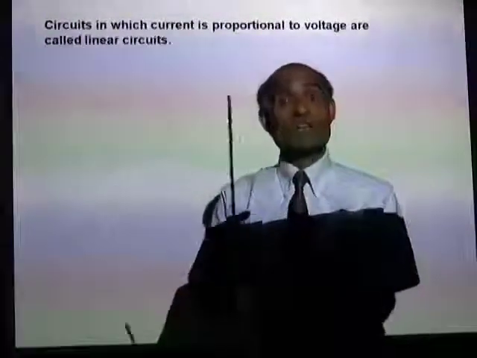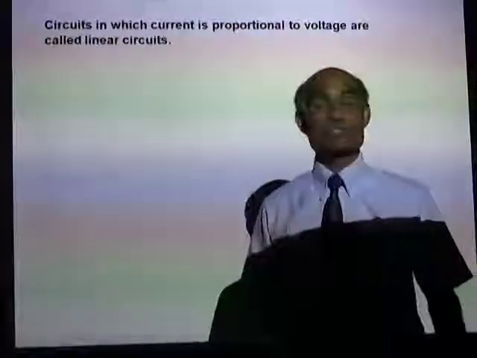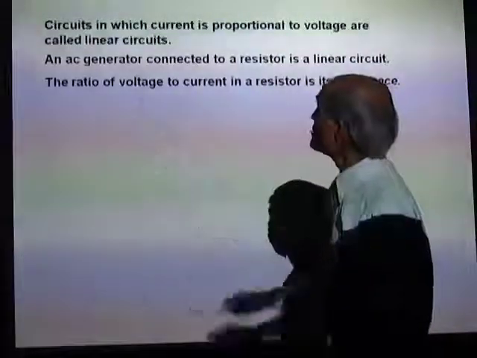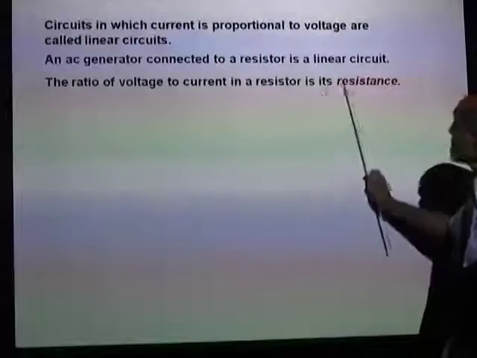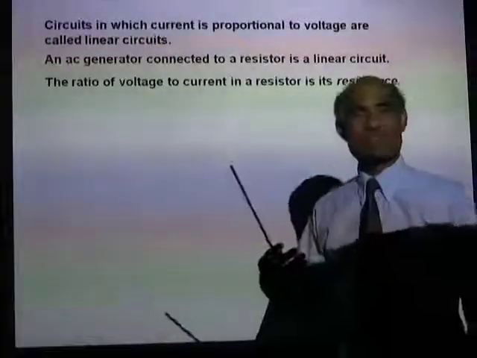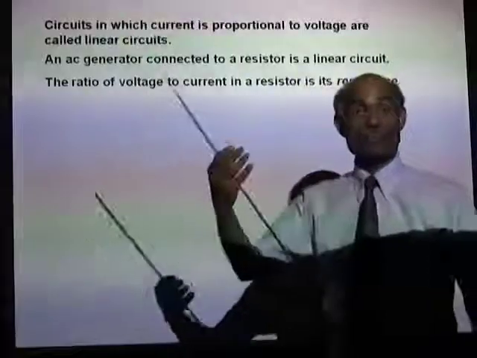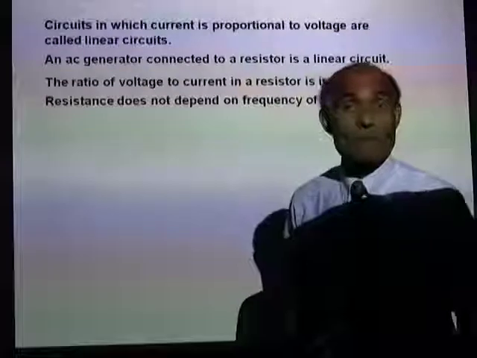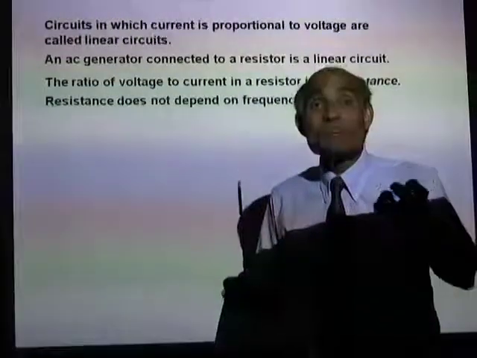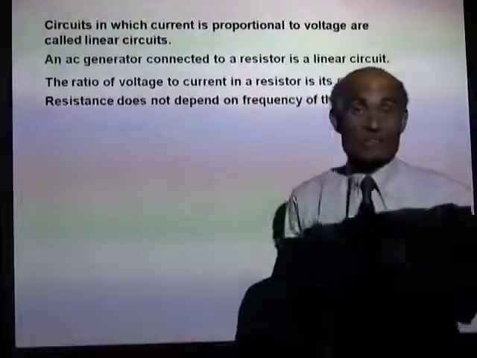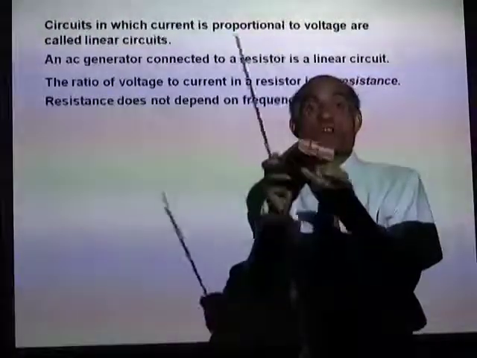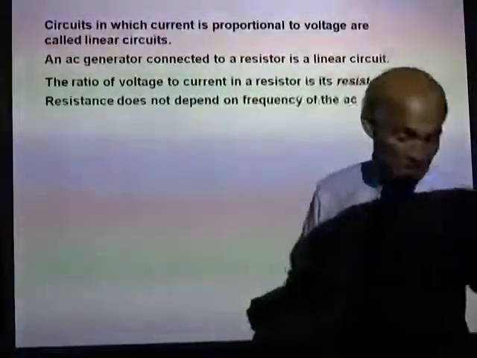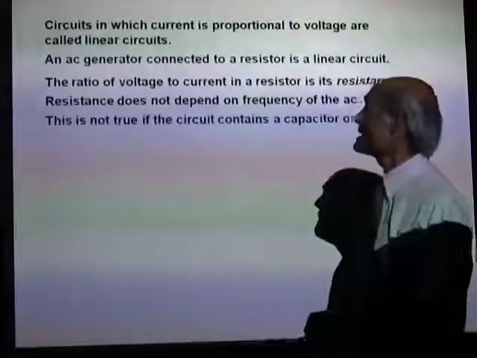In a resistor, the current is proportional to the voltage, therefore it is a linear circuit. Now, the ratio of voltage to current in a resistor we call resistance. Is that right? Resistance is the ratio of voltage to current. Now, in the case of a resistor, the resistance does not depend on the frequency. In other words, the resistance of a conductor does not depend on how fast the coil rotates to generate that AC. It is independent of the frequency.